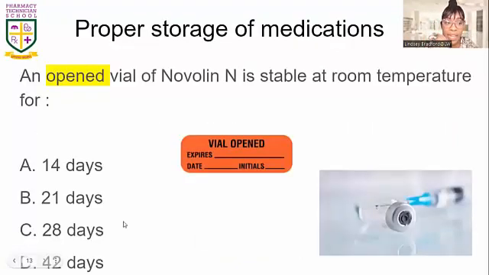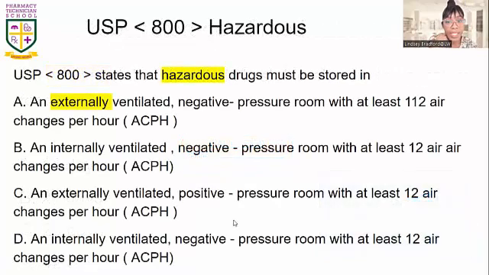Proper storage of medications. An open vial of insulin is stable at room temperature for how long? Remember, we talked about this. If it is a vial that has been opened and it is going to treat the patient, this one can be used for how long? For how many days? 42 days. 42 days.